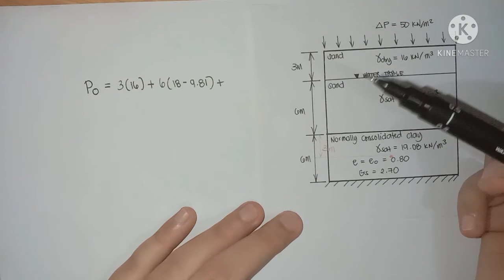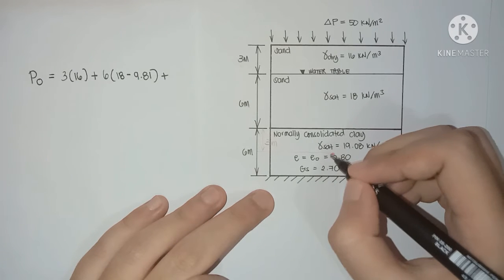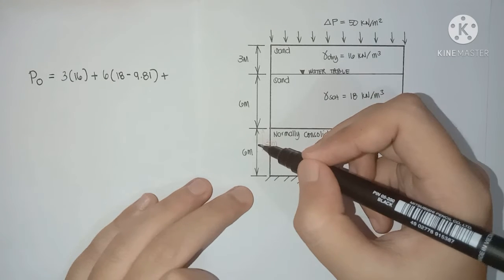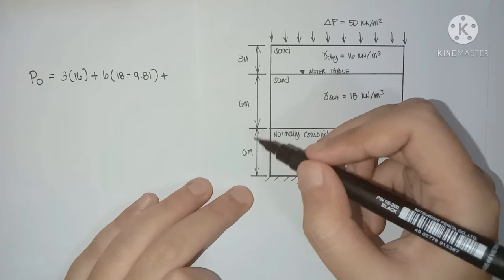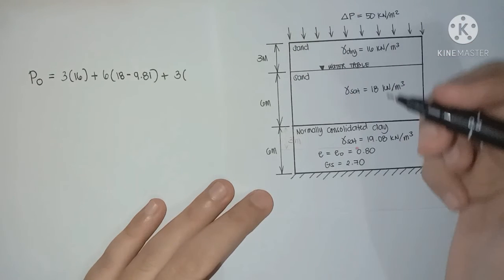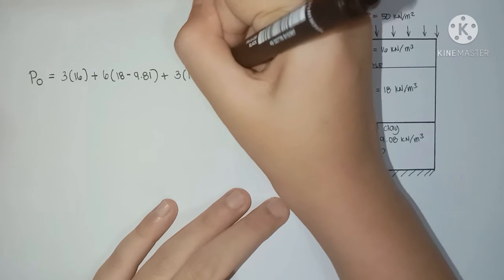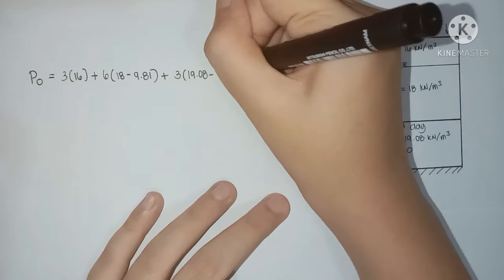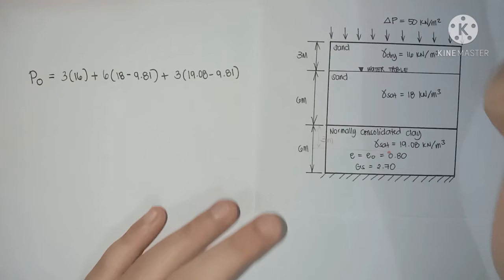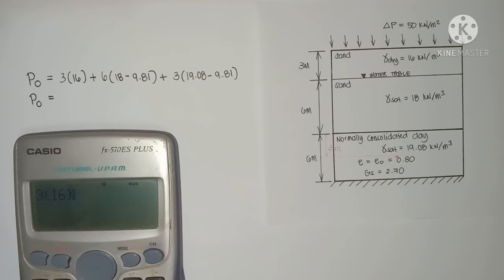Plus, since, diba, Po was defined as the average effective stress at the middle of the clay. So, hanggang dito lang yung height ng ating Po. So, at the middle, which means kalahati siya ng 6 meters. So, 6 divided by 2, 3 meters. So, 3 ang height times yung saturated unit weight natin sa clay na 19.08 minus still maminusan siya ng unit weight of water na 9.81. So, Po natin ngayon is equal to, compute natin, 3 times 16, plus 6 times 18 minus 9.81, plus 3 times 19.08 minus 9.81.